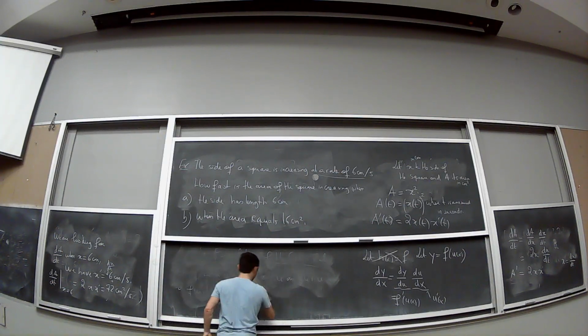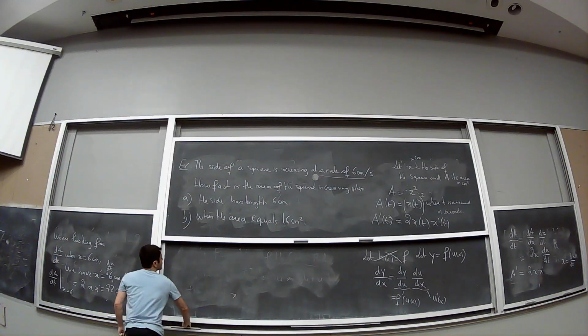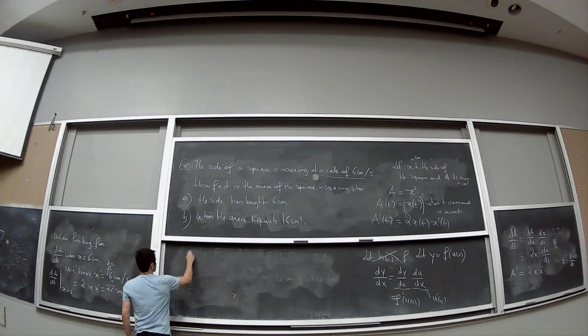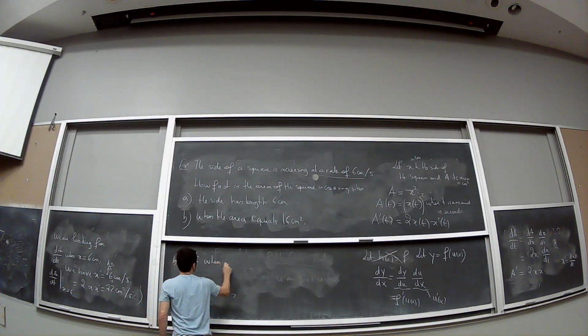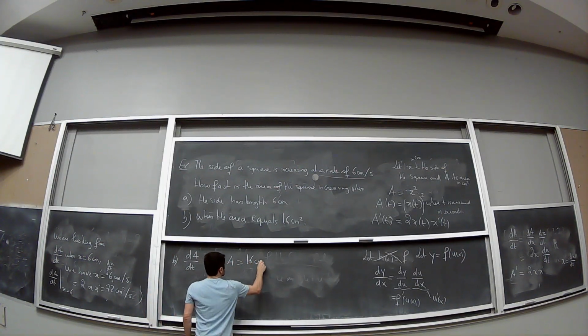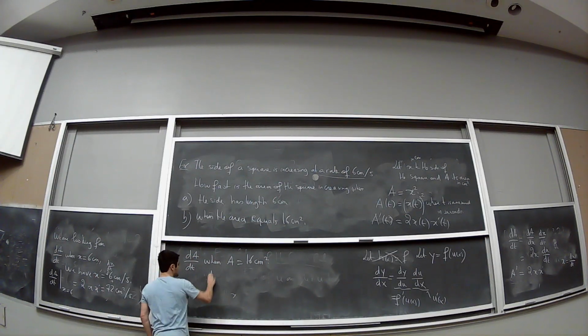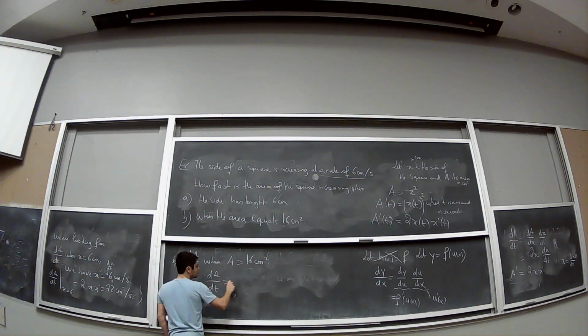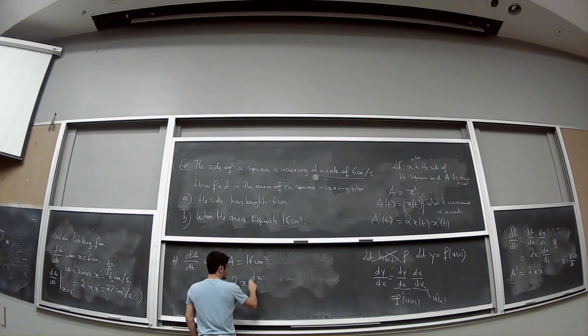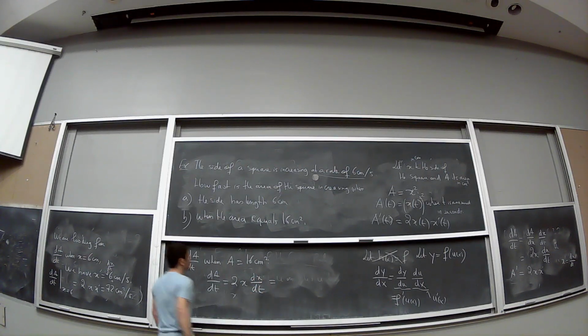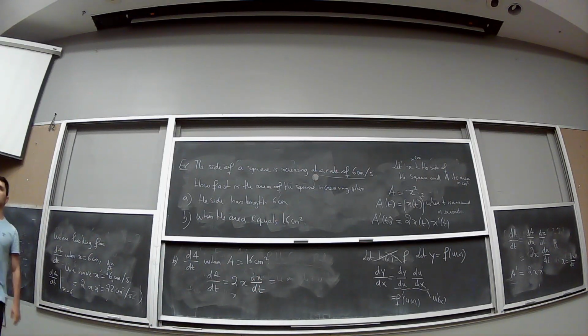Part B, how fast is the area increasing when the area is equal to 16 centimeters squared, i.e. dA by dt, right? When A is equal to 16 centimeters squared. Now what is dA by dt? dA by dt is 2x dx by dt. What is x in that case? If A is 16 centimeters squared, what is x? 4, right? x is 4 centimeters.